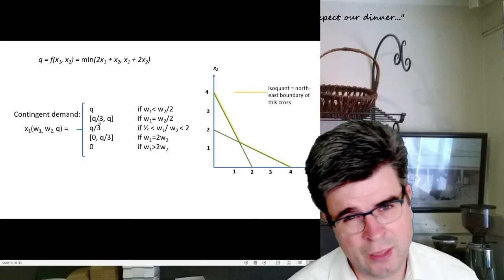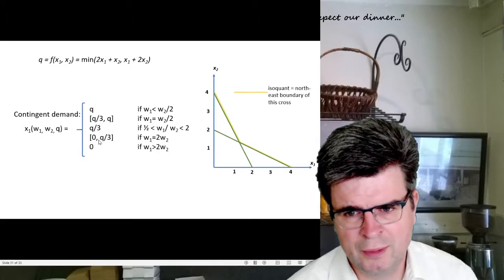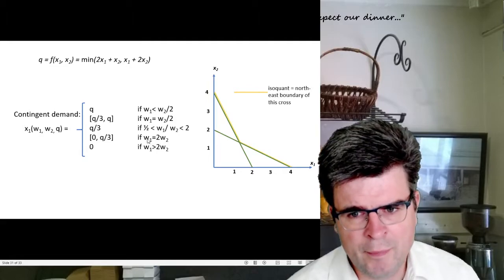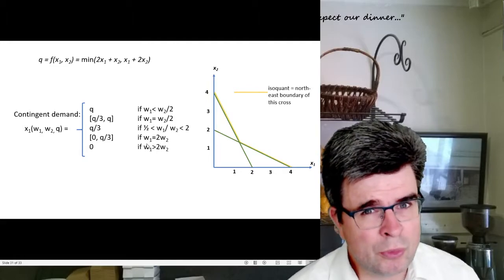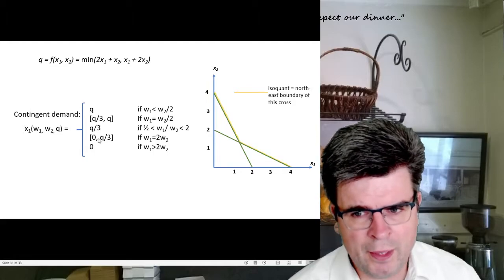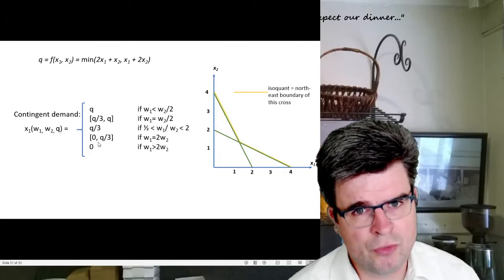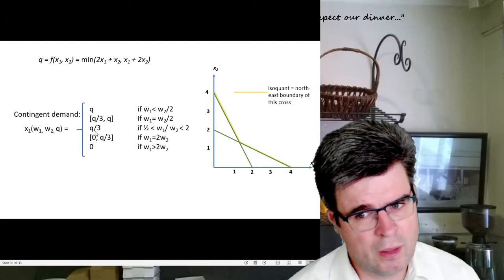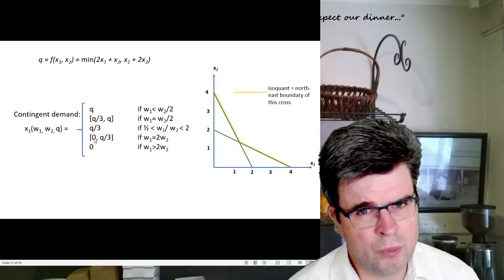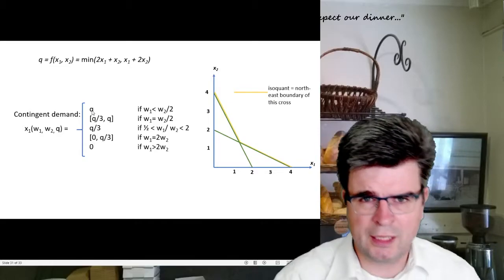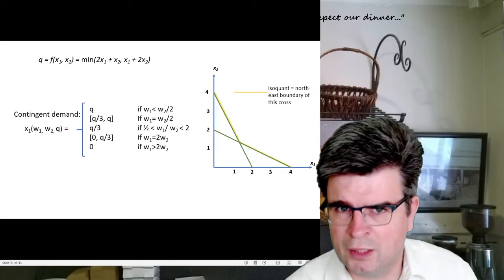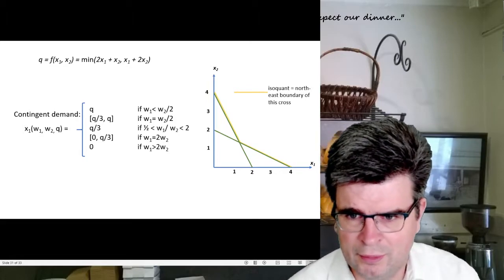But you can just allocate, it doesn't matter for your total cost. And also here, when W1 is exactly equal to 2 times W2, then our demand for production factor X1 will be in between 0 and Q over 3. But how you exactly allocate between X1 and X2 doesn't matter at that point.